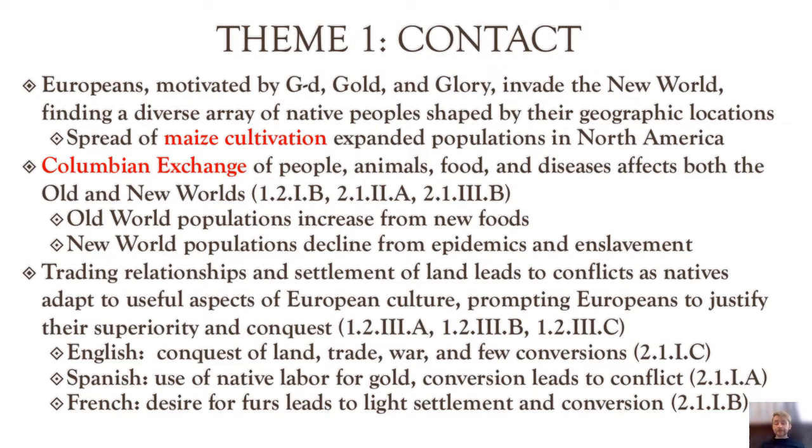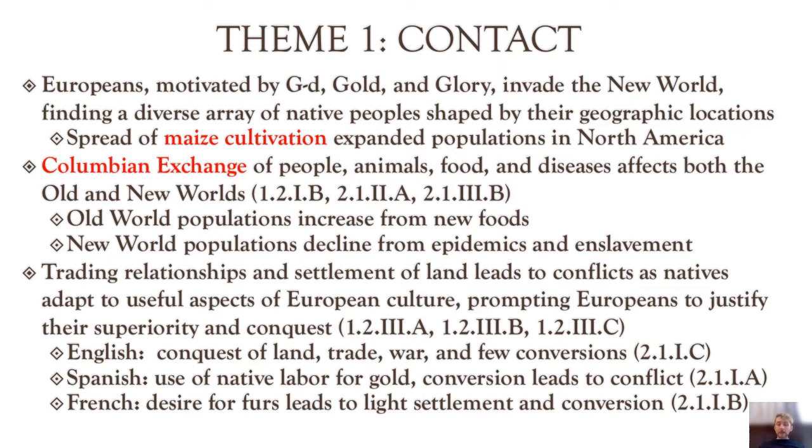The Spanish are looking for gold and silver, which means they will turn native peoples into a source of labor, the encomienda. They will convert native peoples to Catholicism, often through force, and that will lead to conflict and oppression of native peoples. But also native peoples will fight back, an example being the Pueblo Revolt of 1680.